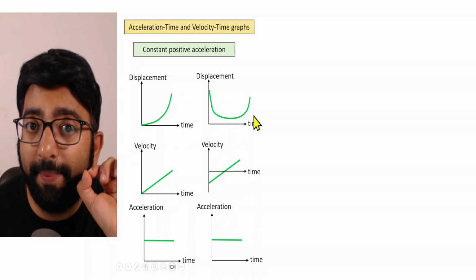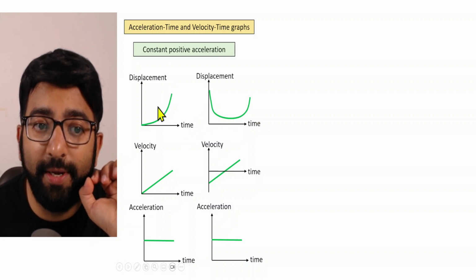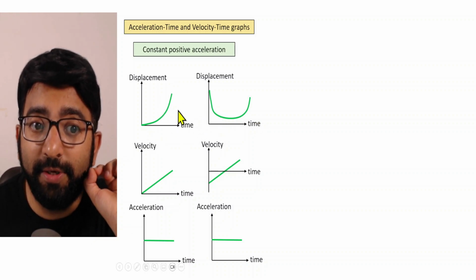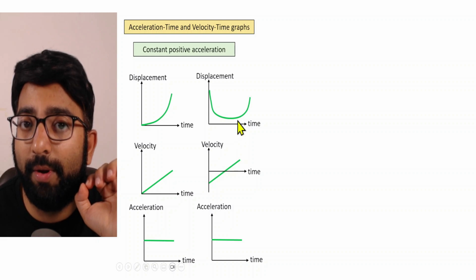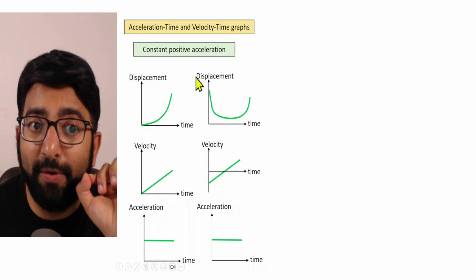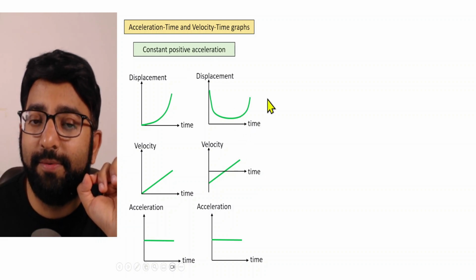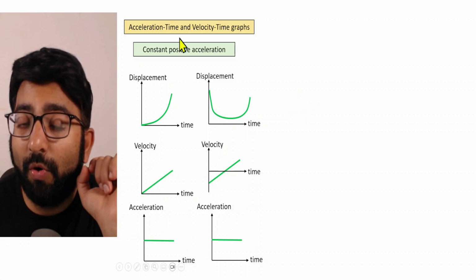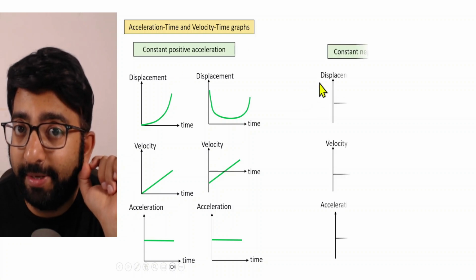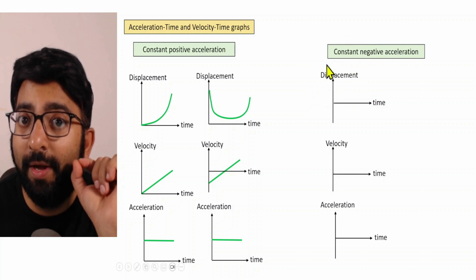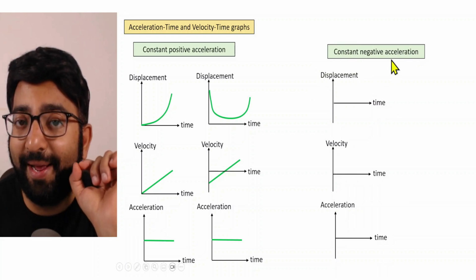But do remember the basic, the shape is not changing. In both the cases, you can see that the shape is an upward facing parabola. And why is it upward facing? Because the acceleration is positive. So these were the graphs for constant positive acceleration. The next case is if the particle is moving with a constant acceleration but negative.